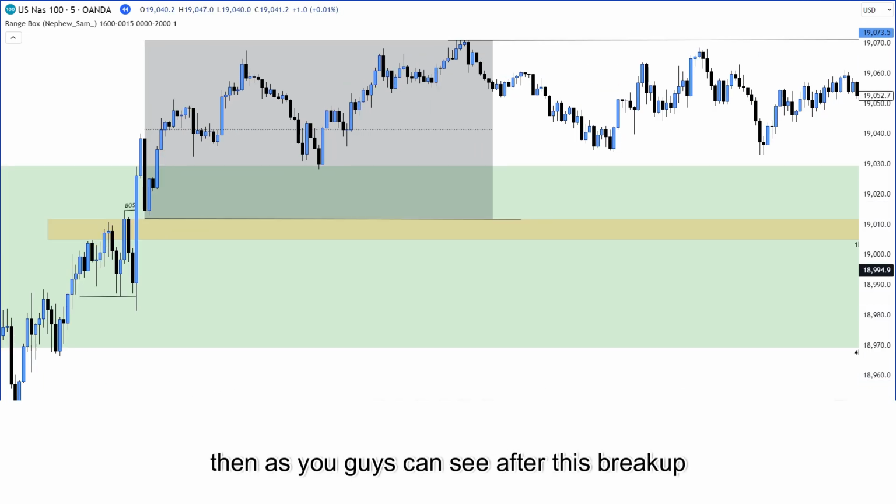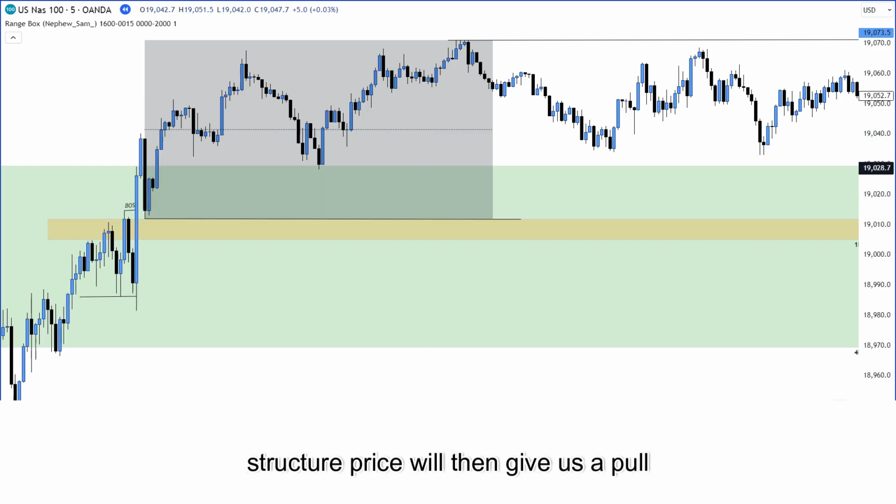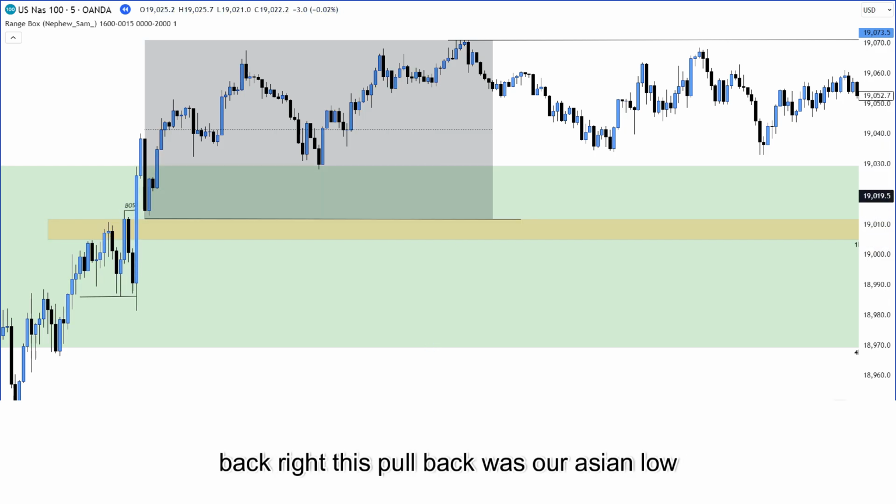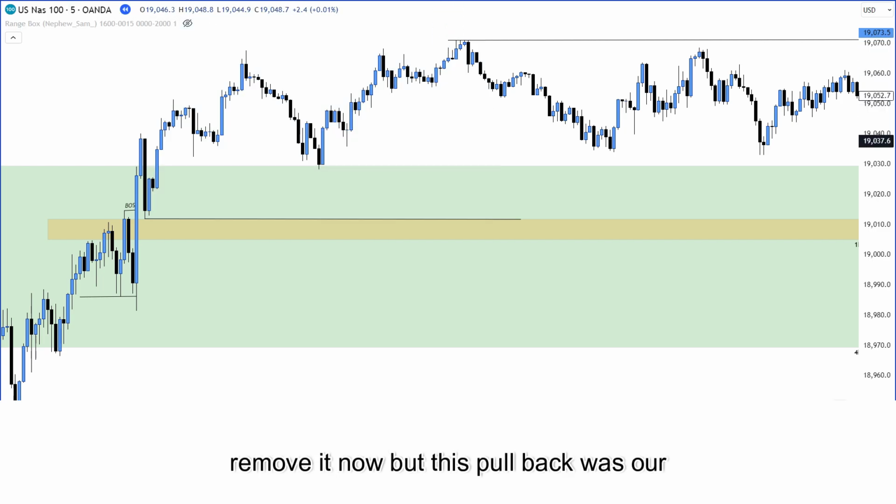And then as you guys can see, after this breakup structure, price will then give us a pullback, right? This pullback was our Asian low, right? This was our Asian session, so I can remove it now. But this pullback was our Asian lows, right? It was our inducement, right?